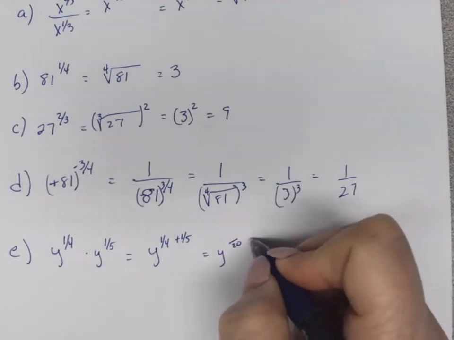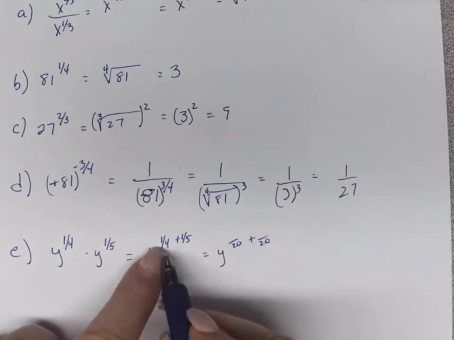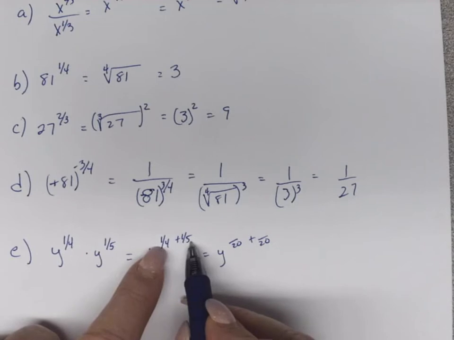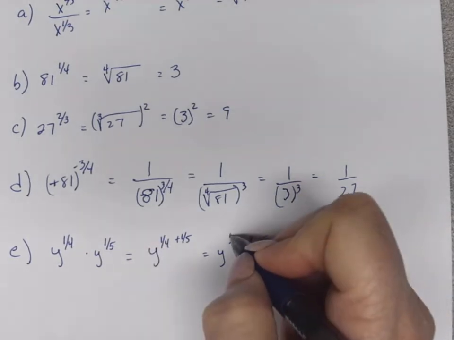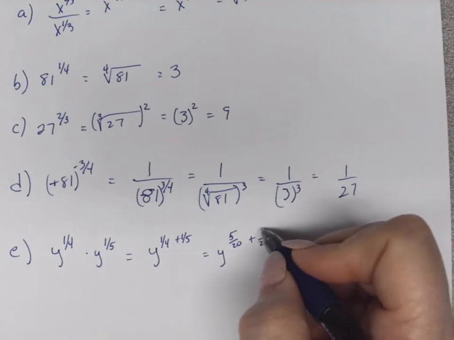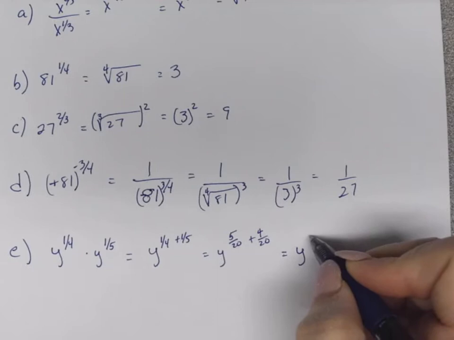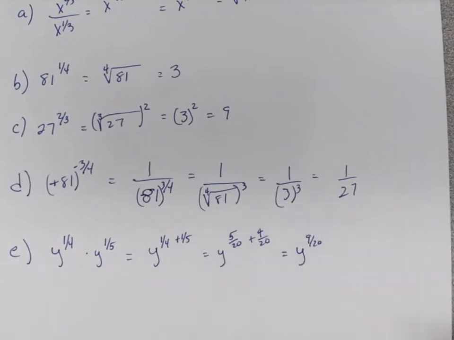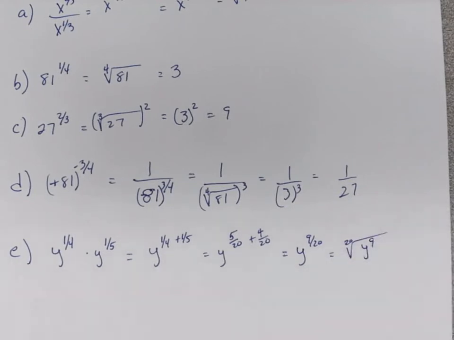So I'm going to have something plus something over 20. I multiply 4 times 5 to get to 20, so I have to multiply the top of my fraction also by 5. So that'll be 5 over 20. 5 got multiplied by 4 to get to 20, so 1 times 4 is going to get 4. So adding those together, I get y to the 9/20. And then I can write this as a radical as the 20th root of y to the 9.